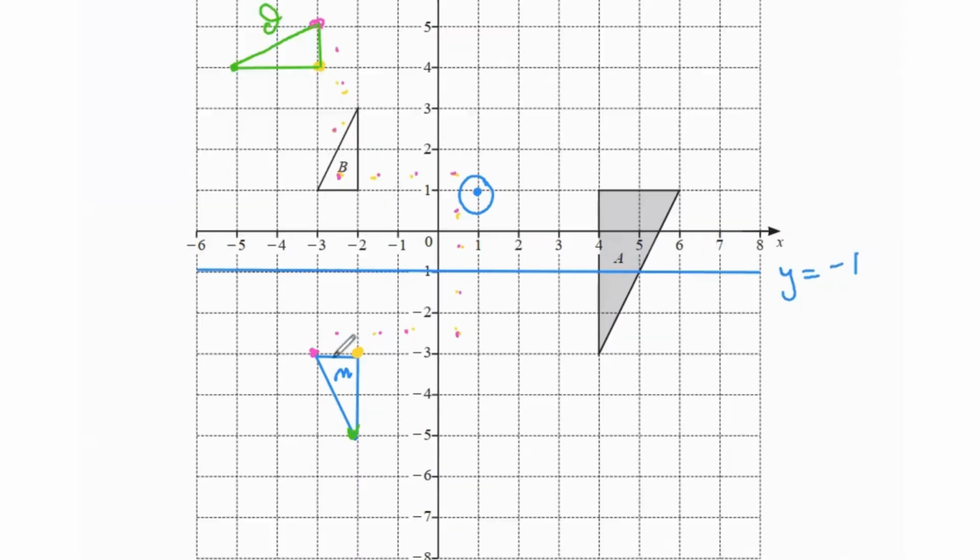First, we reflected B in the line y equals -1, and then we rotated M by 90 degrees clockwise at the center of (1, 1). So that's your answer.